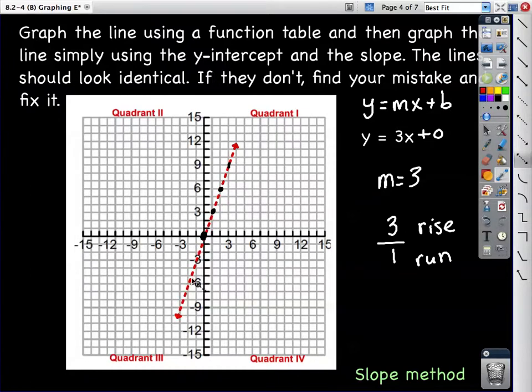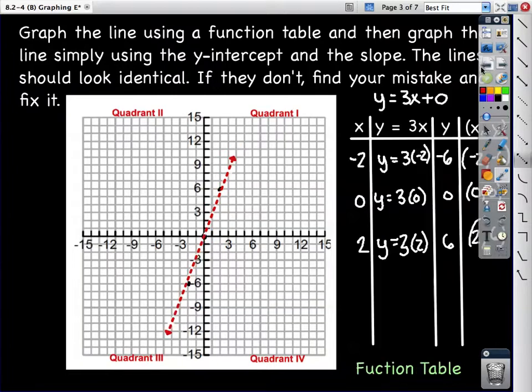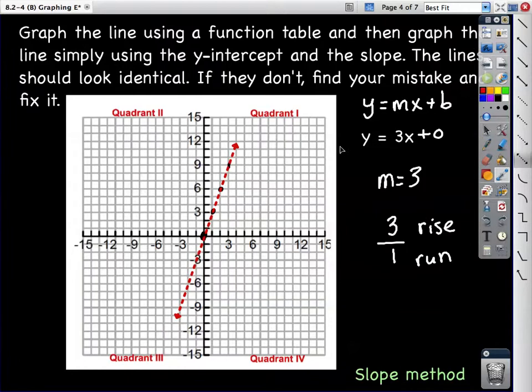And then the directions say compare the two lines. Do they look the same? Yes, these look identical. They have the same slope. They have the same y-intercept. This one looks a little steeper because I was off just a little bit when I drew my line, but they're the same line. And so I know that I've done both methods correctly.